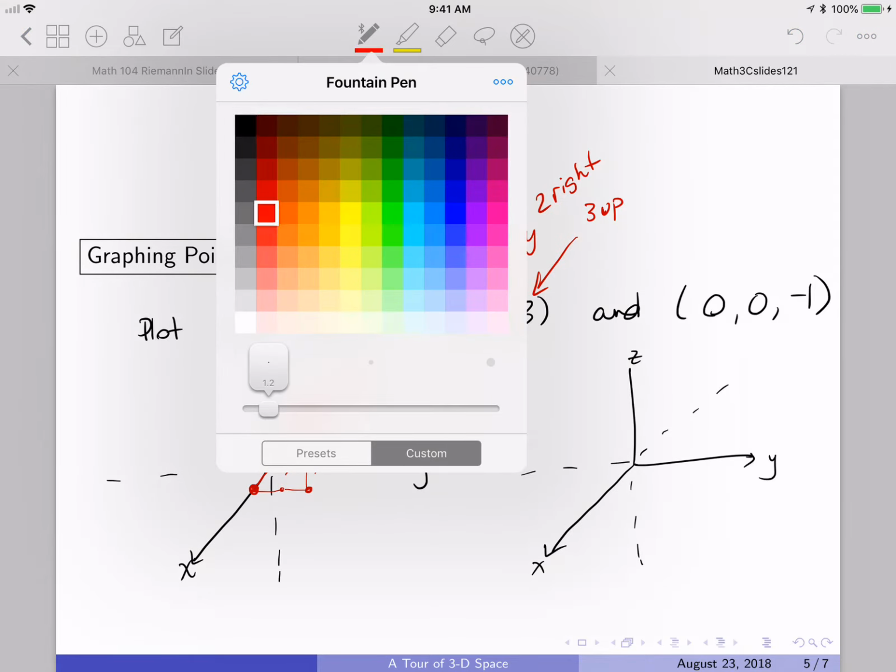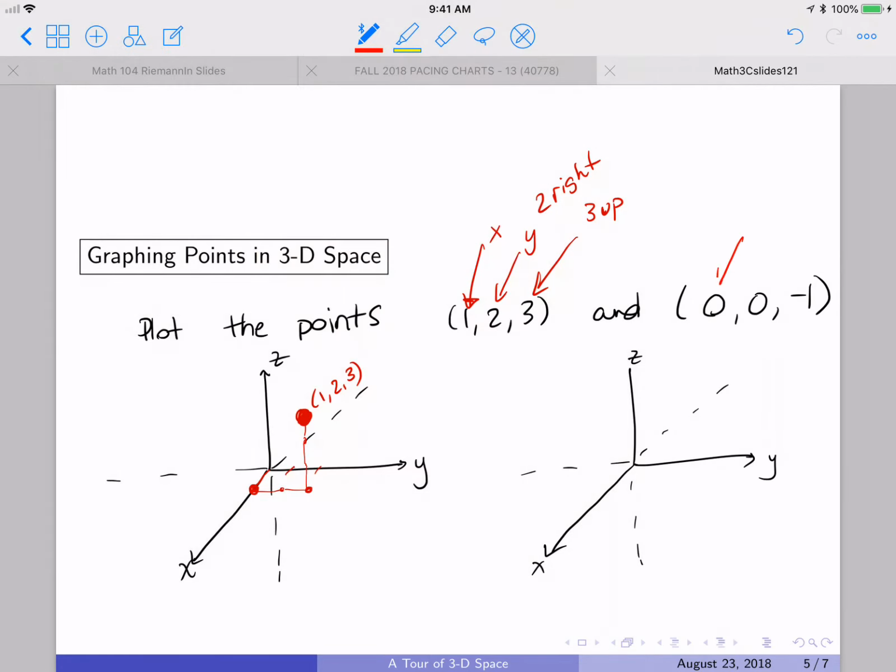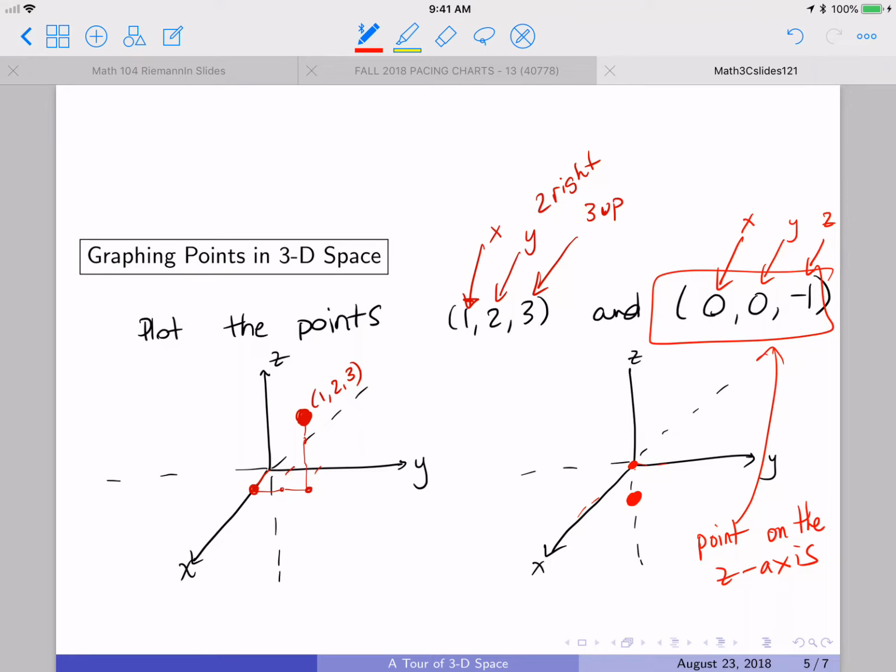Well, I move 0 units forward. What does it mean to move 0 units forward? That means I'm still right here. I move 0 units right, so I'm still right here. And this means I move down 1 unit, so I'm going to be down here. So this point is on the z-axis.